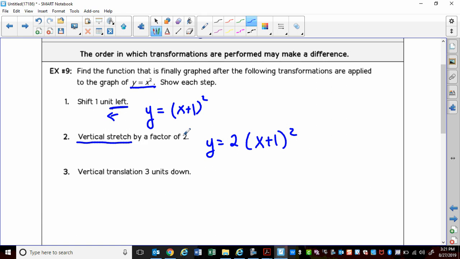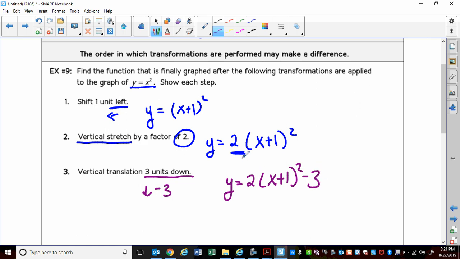So this 2 is a vertical stretch. And then vertical translation. The translation down means we're going to have a minus 3. So this is going to be y equals 2, x plus 1 squared minus 3. That's it. All right, I want you guys to try number 10.